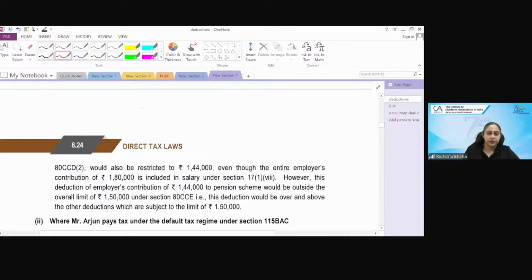which would be 1 lakh plus 20,000. Correct? 1,20,000 into 12, 10% of which will come to 1,44,000. Actual contribution is 1,80,000. 1,44,000 is 10% of salary. What deduction would be allowed? Obviously, 1,44,000 would be allowed under 80CCD subsection 2.